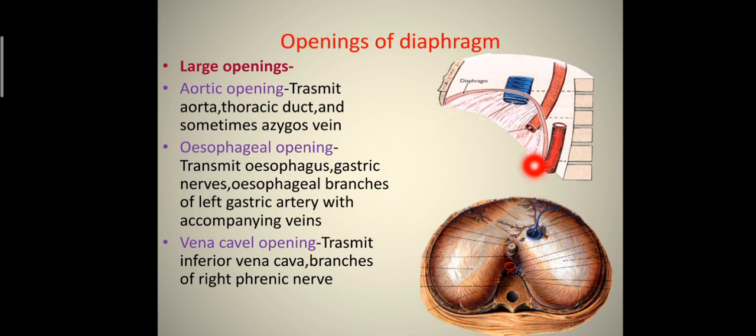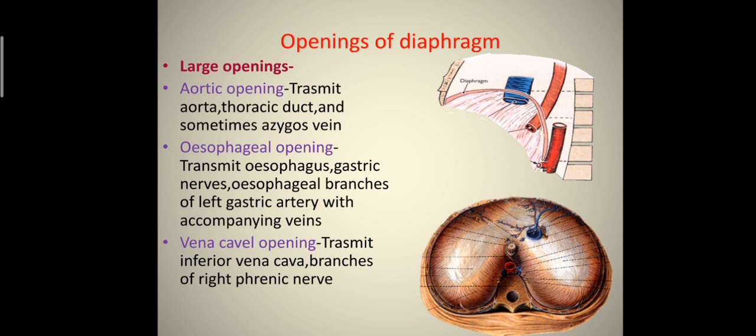Now, the structures which pass through the outlet, or which pass through the diaphragm of the thoracic cage, are the large structures or large openings. Here we can see there are three large openings which pass through the diaphragm. The first one is the aortic opening. The aortic opening is at the T12 level.